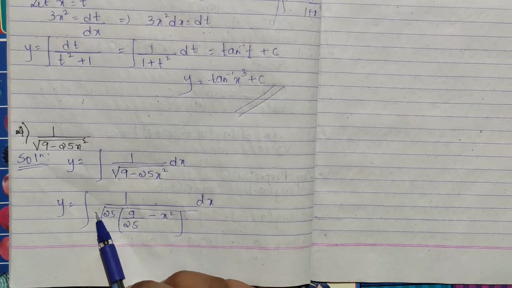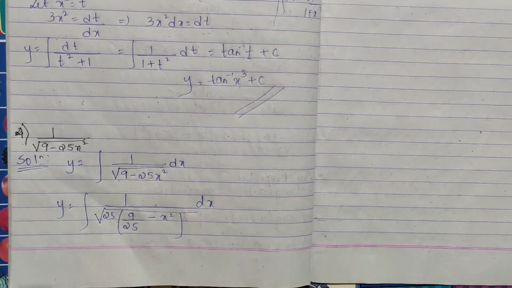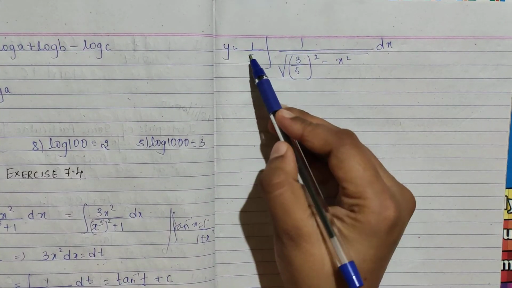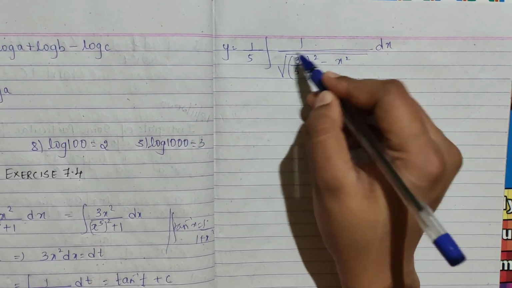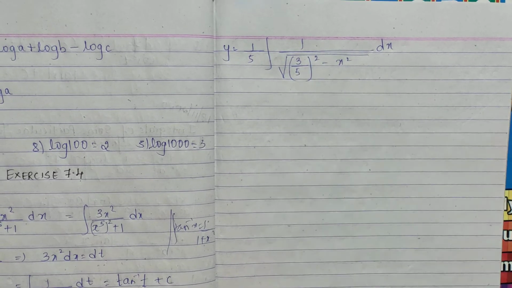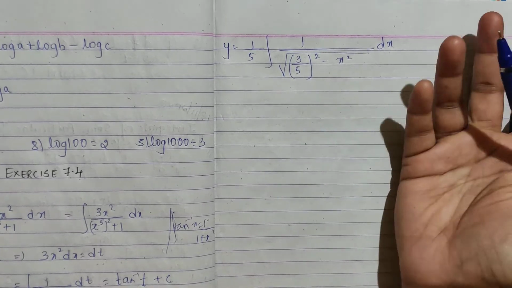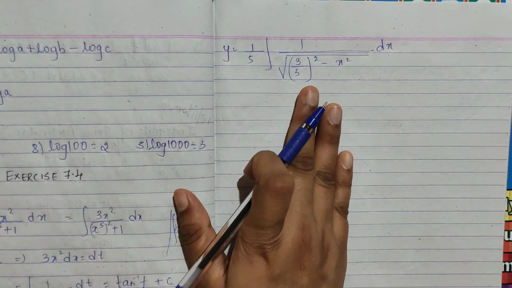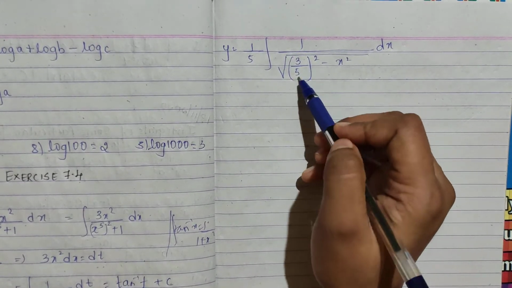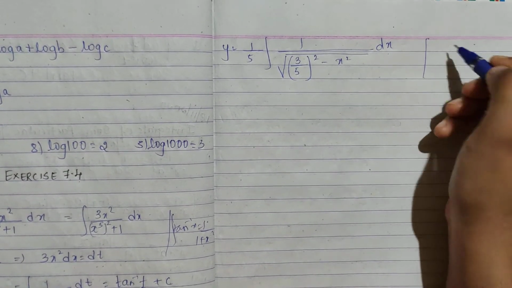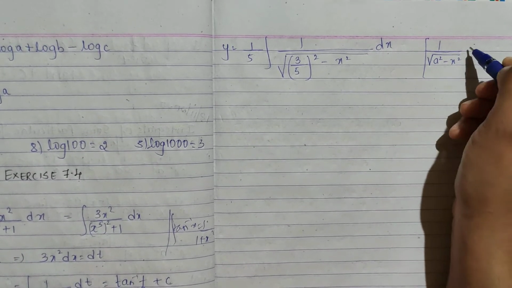Now what I can do is, root 25 is 5, so I can take it outside. So root 25, it is 1 by 5 which I have taken outside, integrating 1 by root. It was 9 by 25, so what I have done is 3 by 5 whole square. It doesn't make any difference, minus x square. Now after coming here, you can see we are getting a standard form, root of a square minus x square. You are getting 1 by root of a square minus x square.